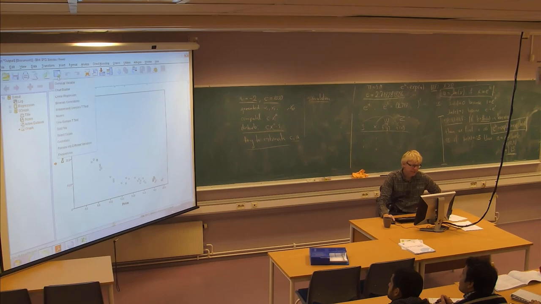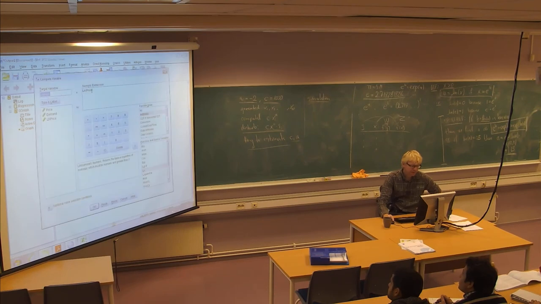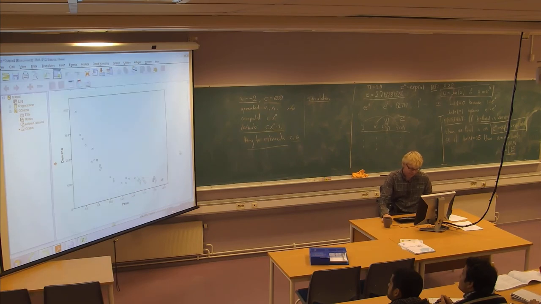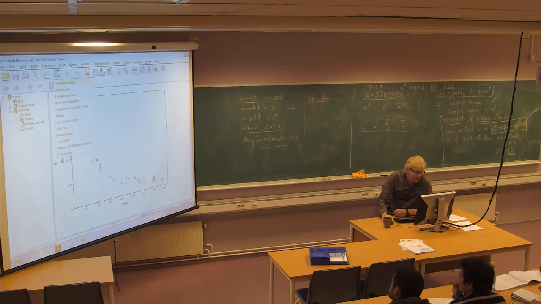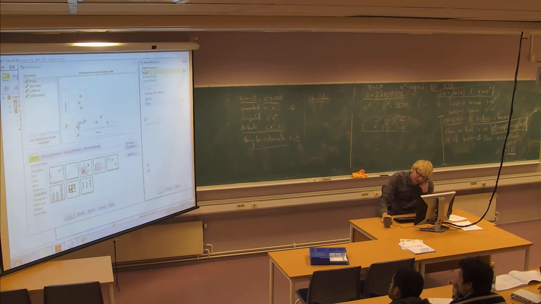And then do the same with the demand, and call it ln demand. And then the theory dictates that the two new variables should look much more linear in their dependence. So I go to my scatter plot here and take the two new. Okay, let's look at the variables first.